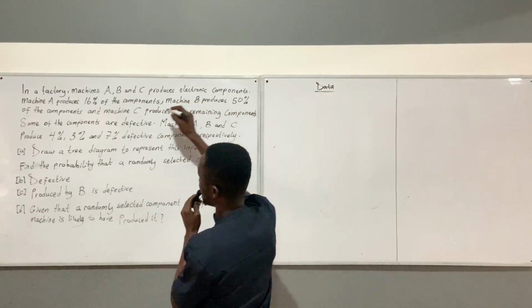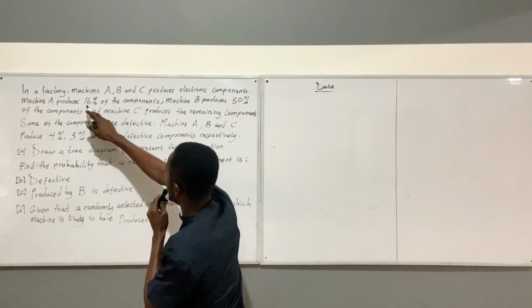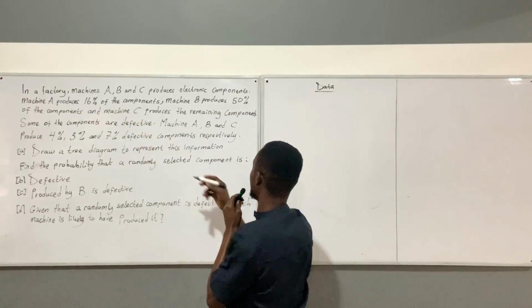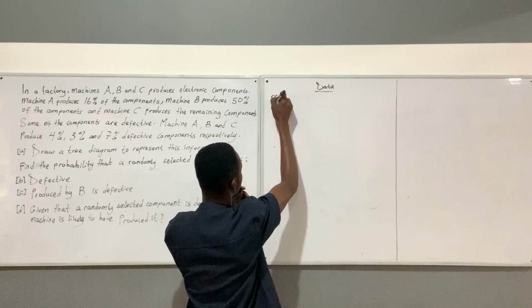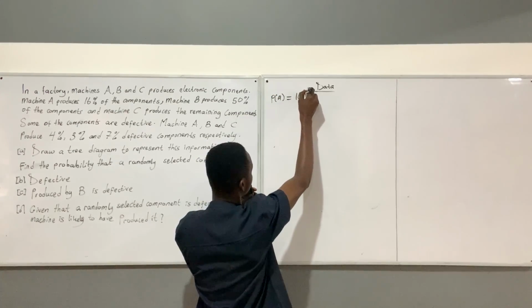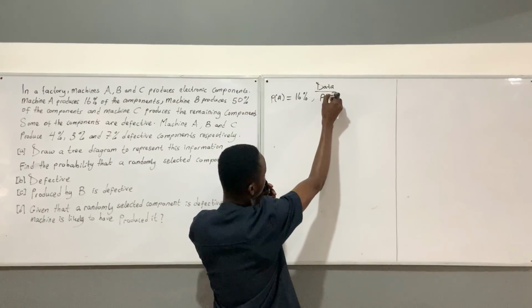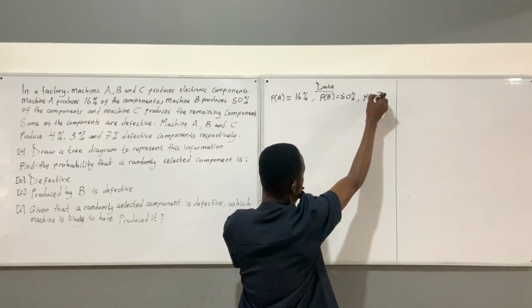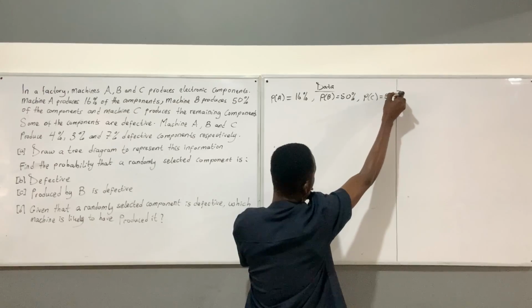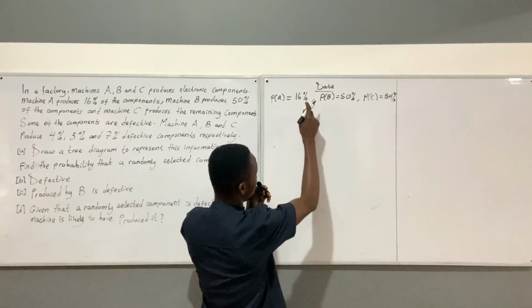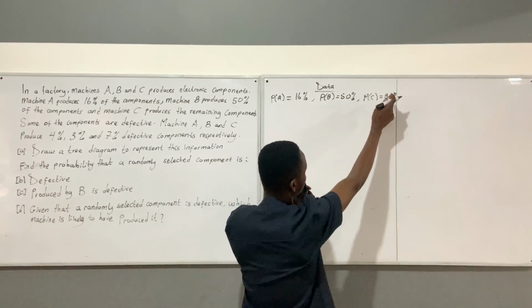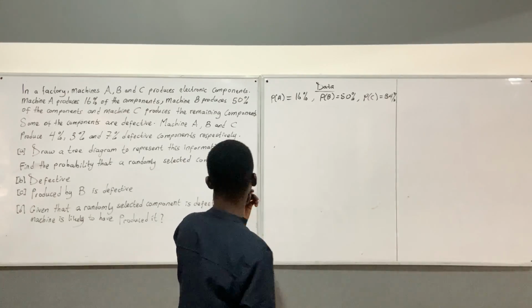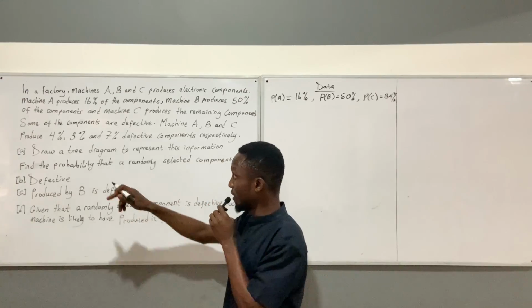The question gave us the probability of A, which was 16%, B was 50%, and the remaining was given to C. So we have probability of A giving us 16%, probability of B 50%, and finally probability of C gave us 34%. Once we add 16 and 50 together and subtract from 100, we know that the remaining is 34%.